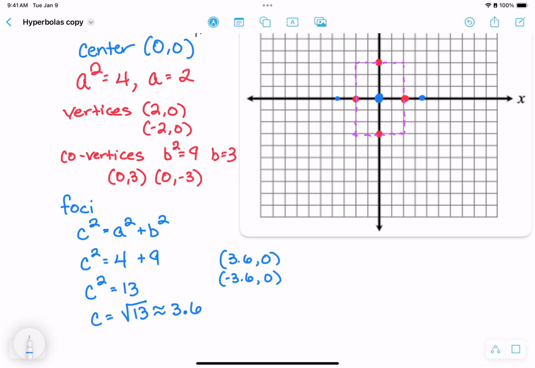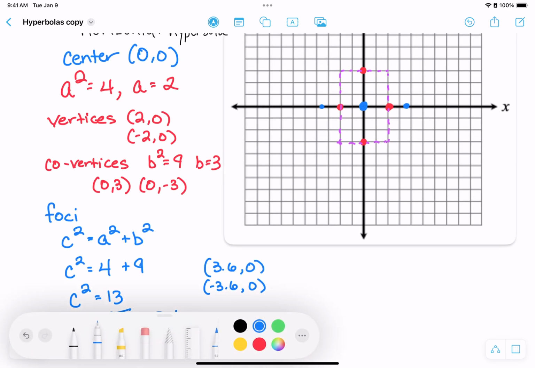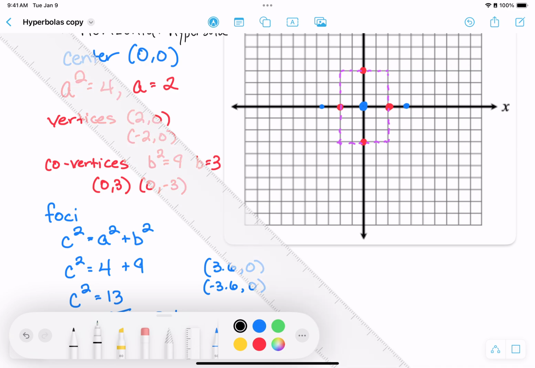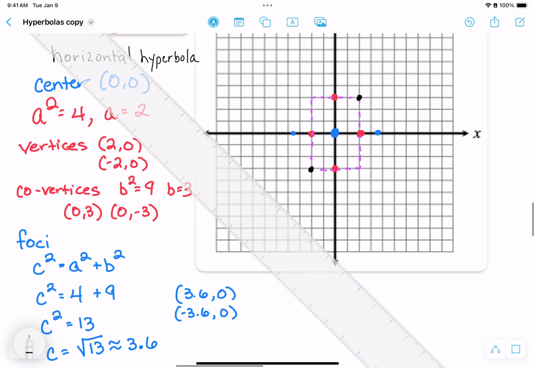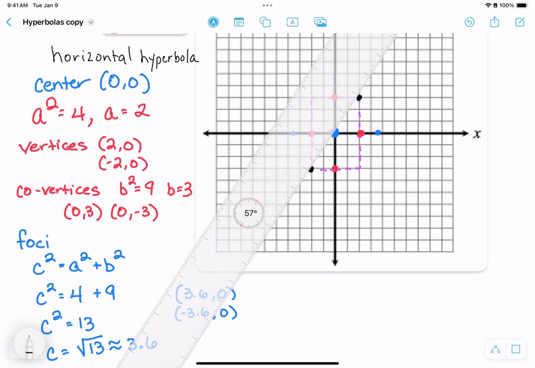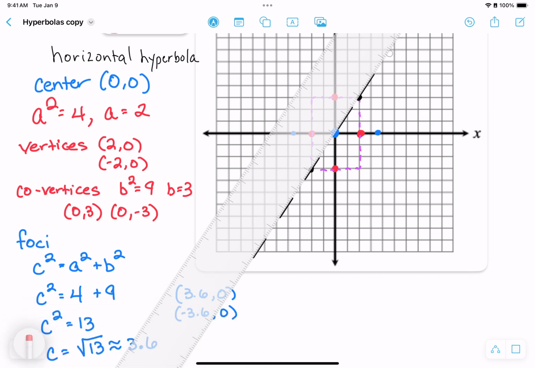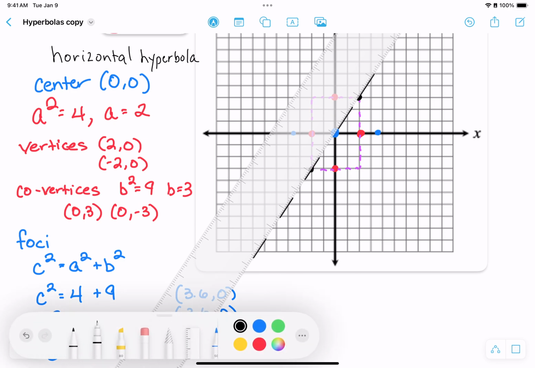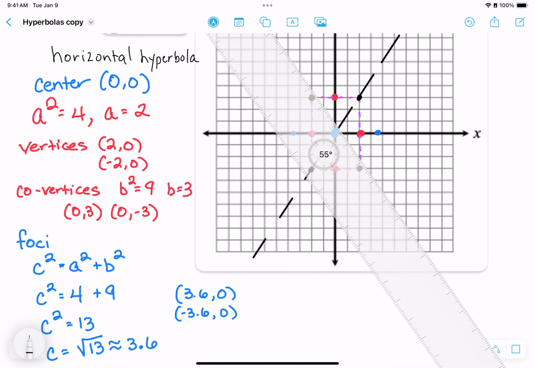Now, if all we were asked to do is graph this, we could put the asymptotes on right now. The asymptotes are going to go through the corners of our box. So I can do one asymptote going through these two corners, like this. And then the other asymptote would go the other diagonal through the other two corners. And this is enough for me to graph it.